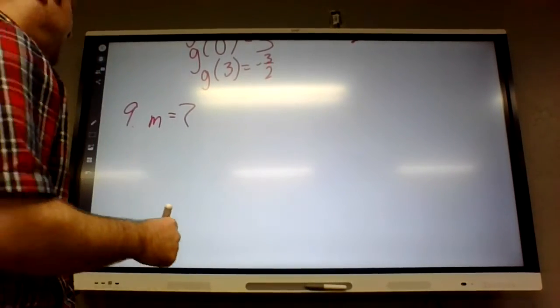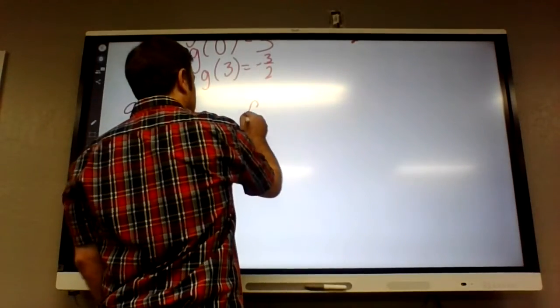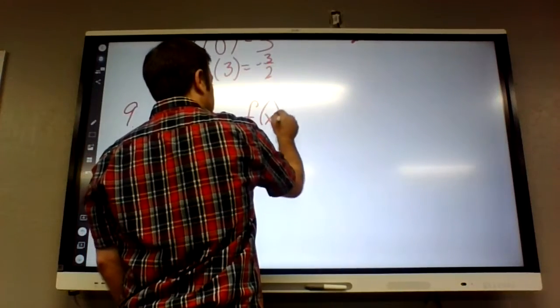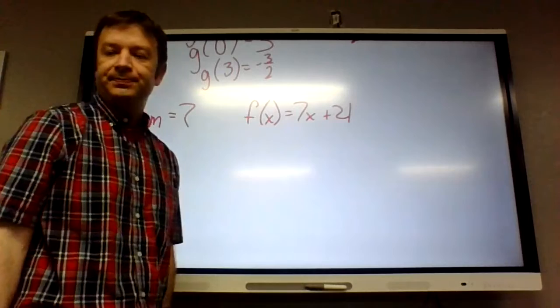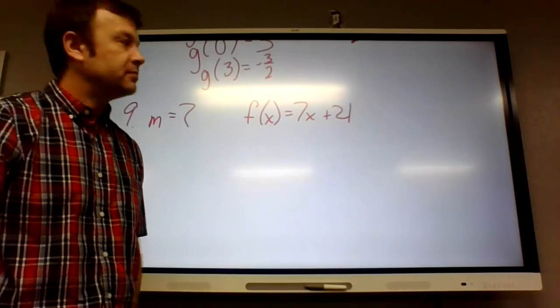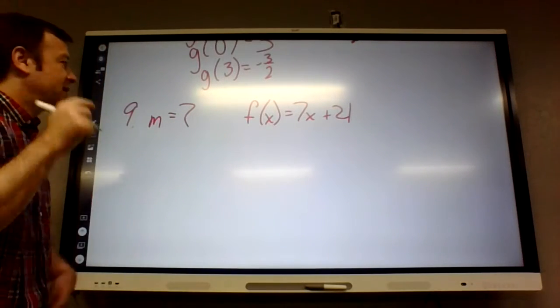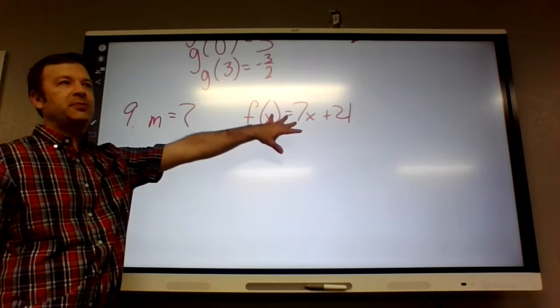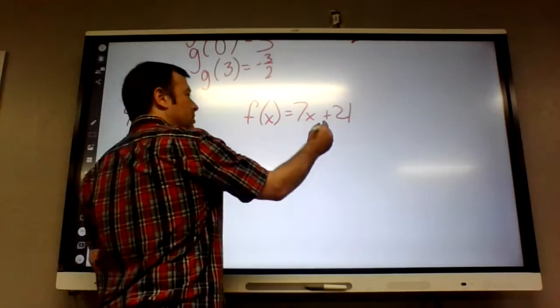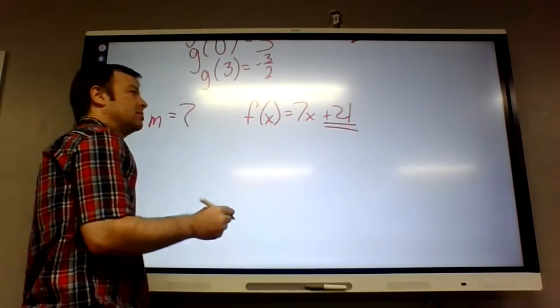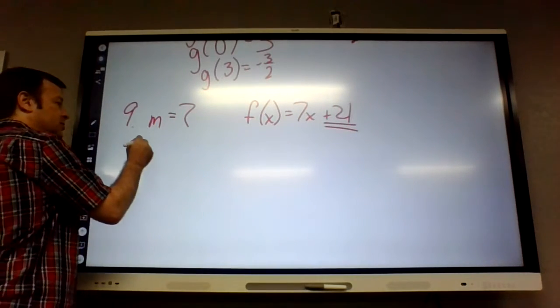The other thing they ask on number 9 is find the intercepts. I can just look at this and tell what the y-intercept is, right? What's the y-intercept? 21. The b value always tells us the y-intercept.